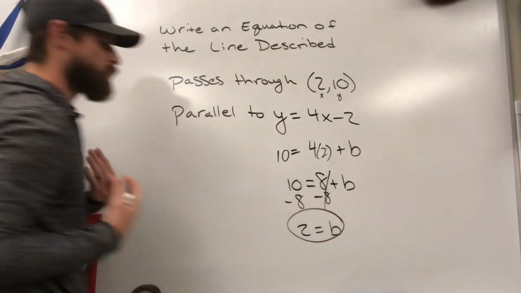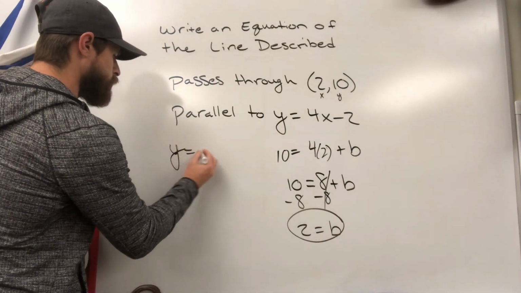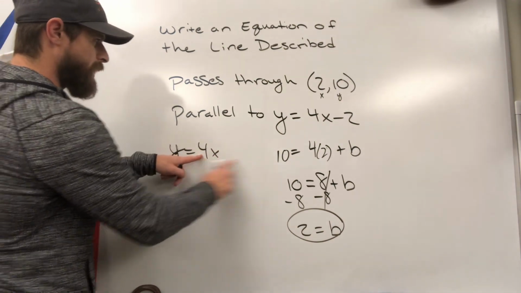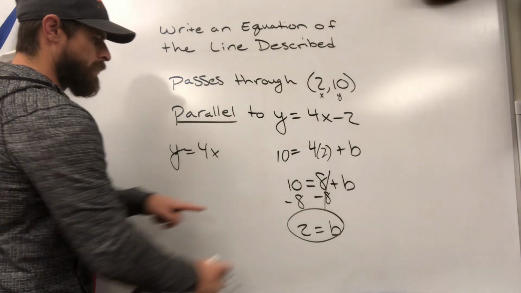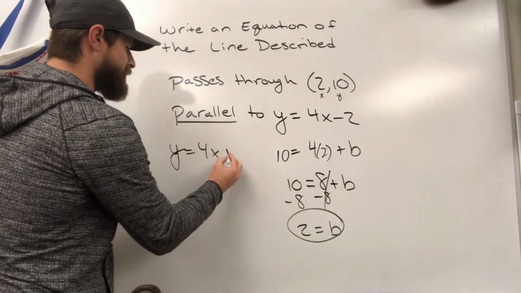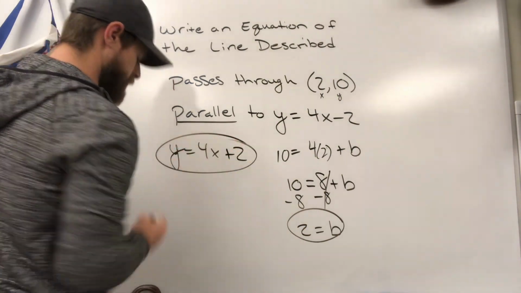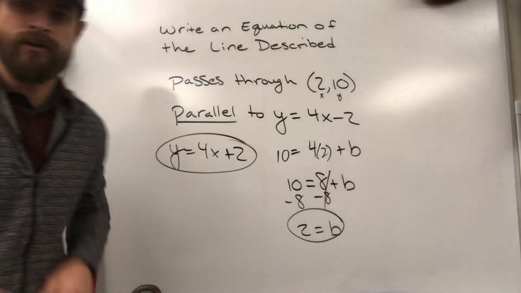So we know that our equation has to be y = 4x + 2. The reason it's 4x is because we have to have a matching slope in order for it to be parallel, and we would be crossing through +2 on the y-axis. Study hard and good luck on your upcoming test.